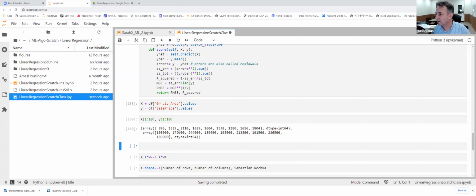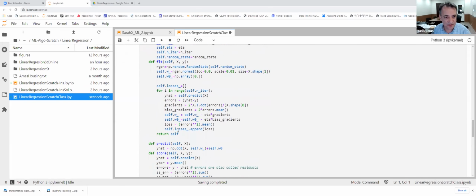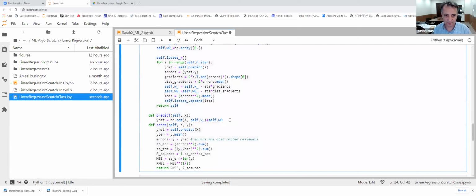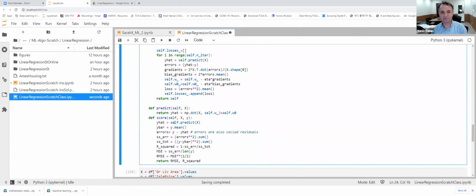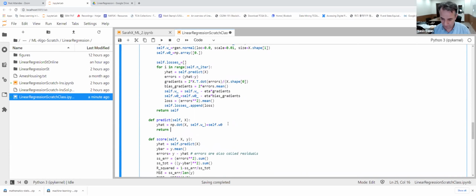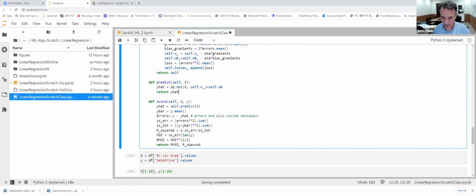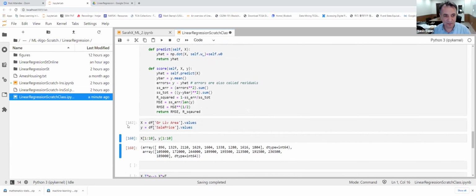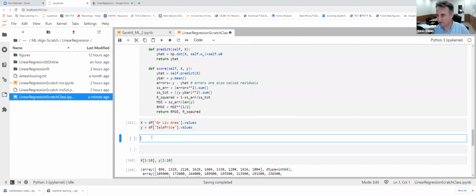Do you have return in predict? Let's see. Yeah, of course. Let's return this one. Yeah, thank you. Or let's do this: return Y hat. It's going to be more readable. Okay, so this is X and this is Y. Now I'm going to show you one thing. First, let me try something, and then we might see an error, and then I'm going to explain why we are having that error.